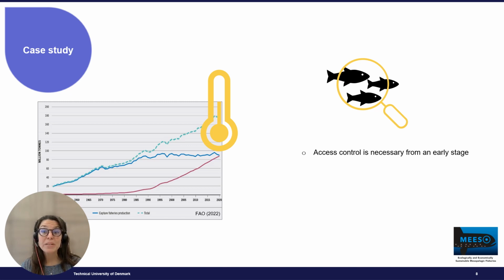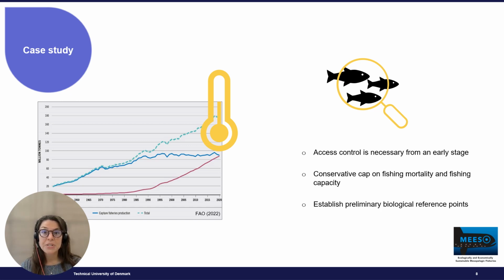For such new and developing fisheries, access control is necessary from an early point in time. In initial stages, it is necessary to put a conservative cap, both on the fishing mortality rate and the fishing capacity, but it's also necessary to establish preliminary biological reference points according to the stock-specific maximum sustainable yield, ideally already in the planning stage. And this is what we have done in this work for 2 mesopelagic species.